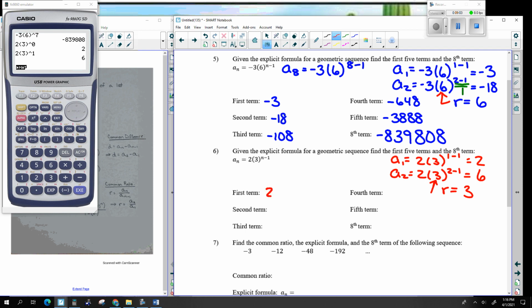So the first term is 2 times 3 times 3 times 3 times 3. I'm just going to check myself right here. Times 3 times 3. Yeah, all right. So hitting all the numbers. Okay, what's the 8th term? So that will be to the 7th power. So 2, 3 to the 7th.